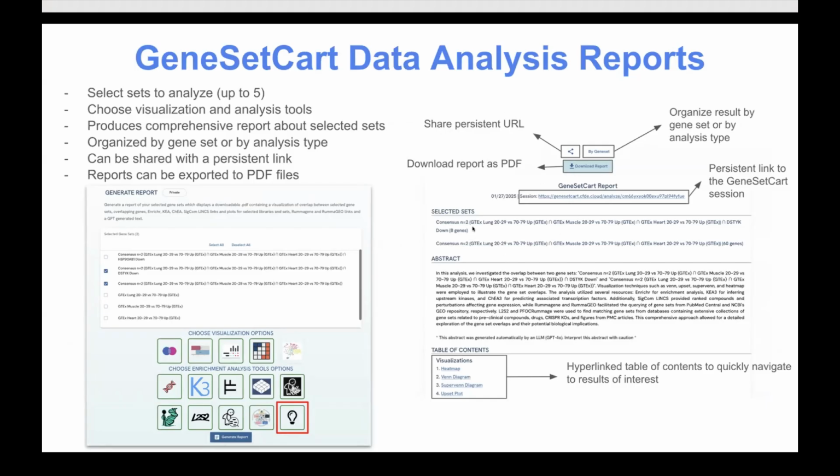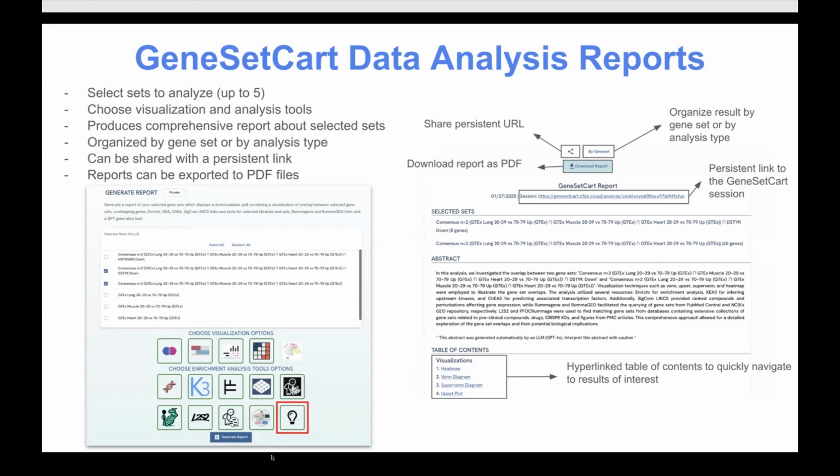So here on the right, we see an example of the top of this report where we have a persistent URL to the report, a way to dynamically organize by gene set or by analysis type, for instance, if you want to compare the analysis of 2 of your selected gene sets more easily, as well as a button to download the report. We have a persistent link to the GeneSetCart session, the selected sets, an automatically generated abstract based on your chosen visualization and enrichment analysis tool options, and then a hyperlink table to quickly navigate to different results of interest.